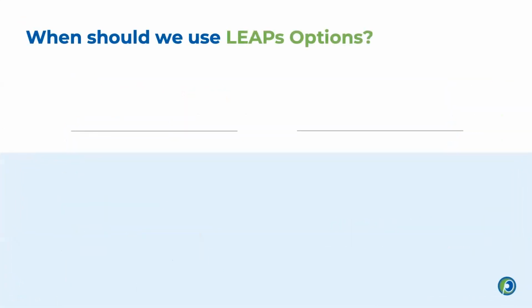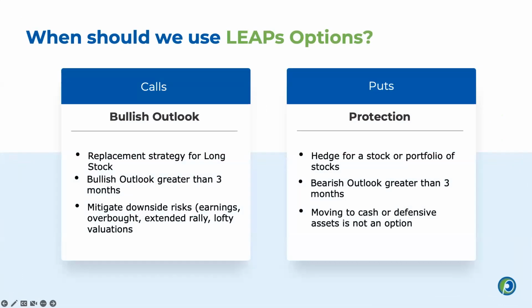So when would we use LEAP options? On the call side, it's when you have a bullish outlook. We're going to do a replacement strategy for a long security, and that's really common. Whenever we are purchasing stock, the most that you can lose is the amount that you invested, right? If we're doing a replacement strategy for a long stock, we want to have the same components associated with that. So extending your time frame allows you to have a similar risk exposure, and there are some varieties that we'll talk about in a moment.